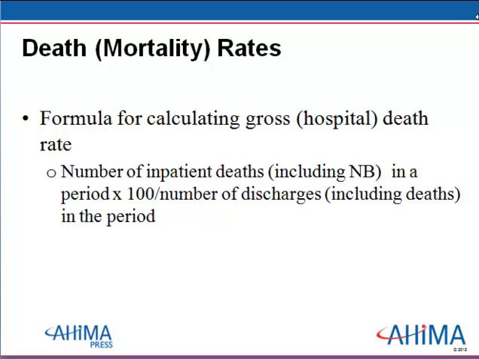When we're computing hospital death rates, the concept of number of occurrences versus number of times something could have occurred applies. So that means every patient that's discharged from the hospital could have died, or there was a chance of them dying. Of course, that doesn't always happen, but it is still a statistical possibility. So therefore, the formula for calculating hospital death rate or gross death rate is the number of patient deaths divided by the number of patient discharges, including deaths.